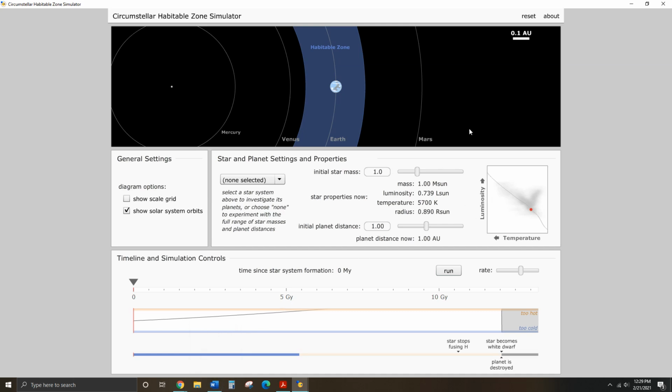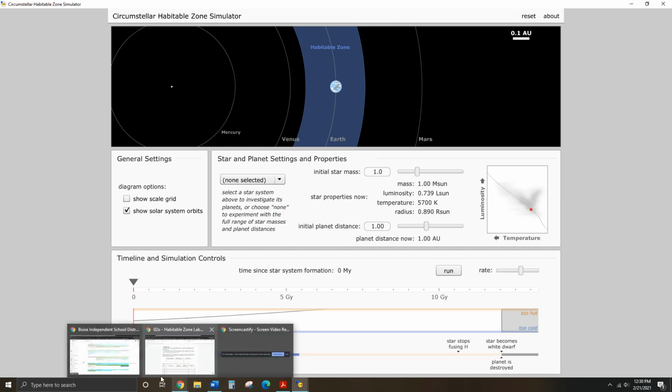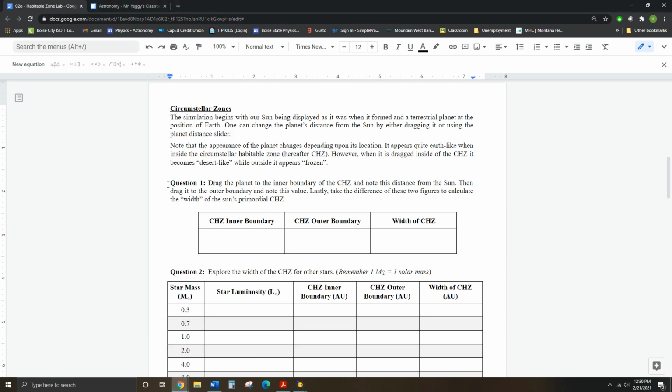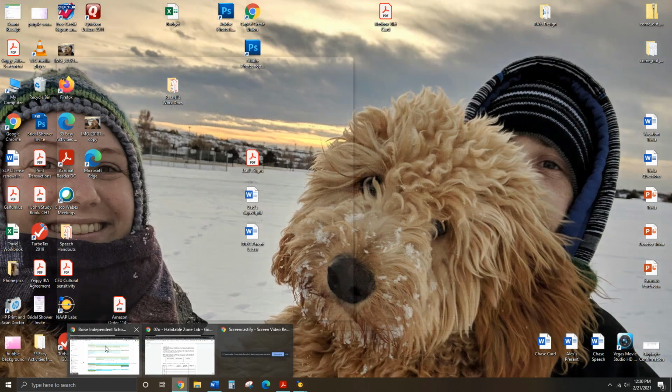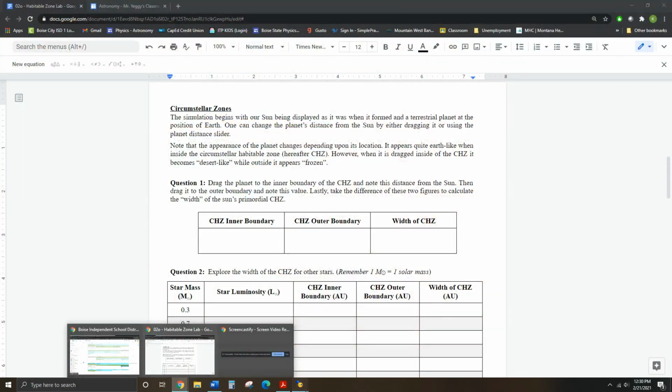Now that we know how this device works, we can start answering some of these questions. So, question 1 says to drag the planet to the inner boundary of the circumhabitable zone and note the distance from the sun. Then drag it to the outer boundary and note the value. We're going to take the difference of these two figures to calculate the width of the sun's circumhabitable zone. So I gotta switch screens.